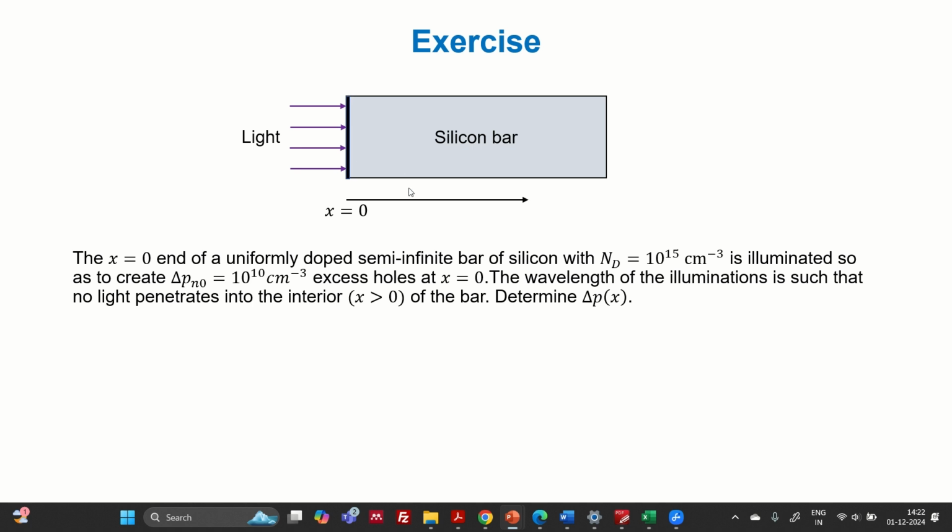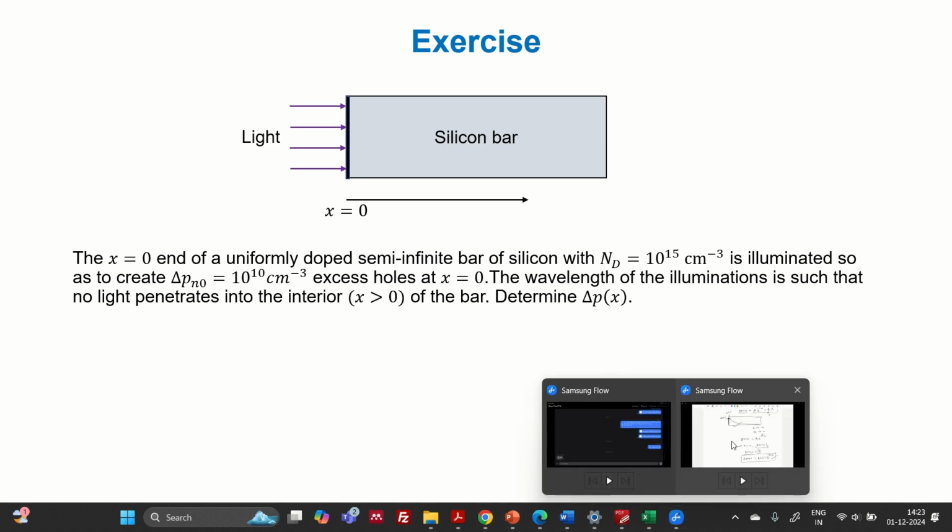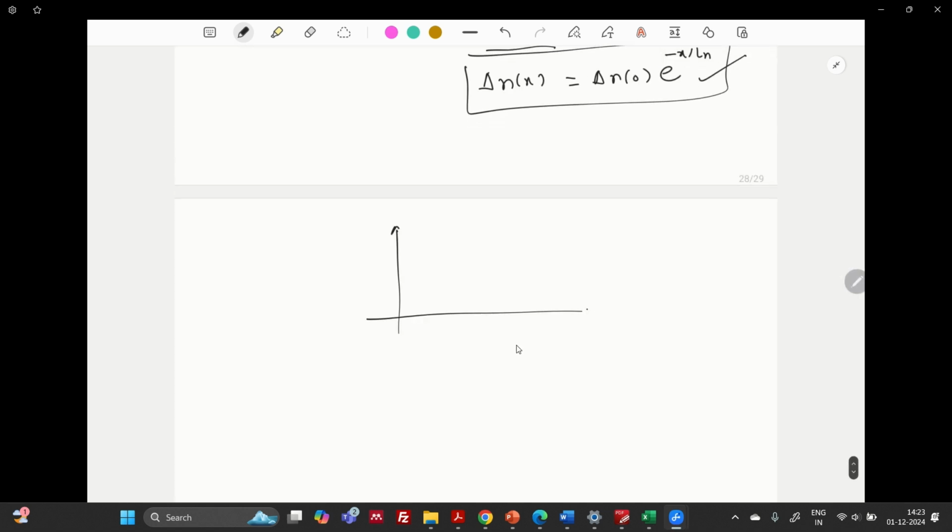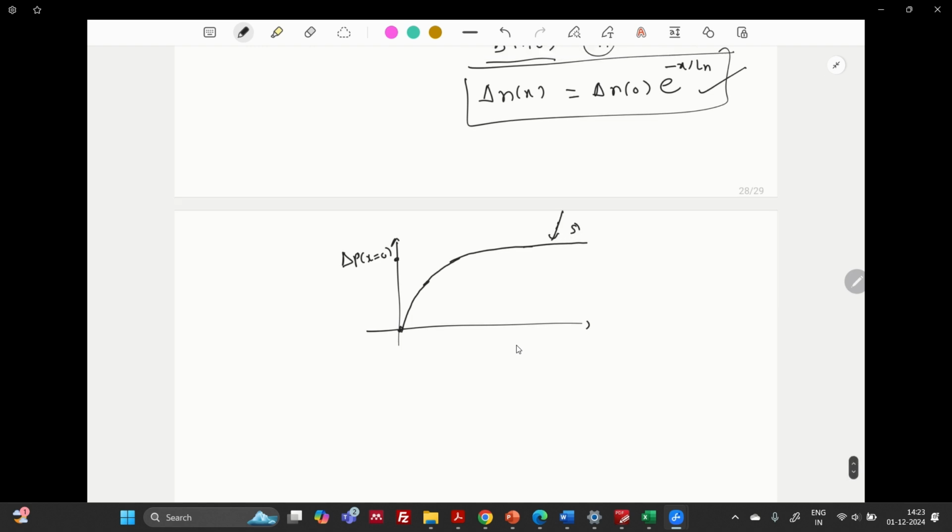So something similar to what I showed you. I have this delta p at x equal to 0. This will increase with time, and again it will eventually become constant. So this is the steady state, and in steady state it has a value of gl times tau p.